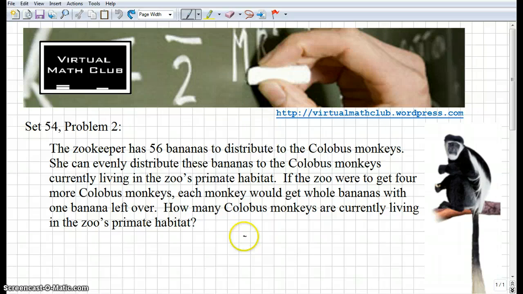Okay, so if we knew how many colobus monkeys there were and we multiplied it by how many bananas they get, then we would get 56, right? So that's the first part of the statement. The problem goes on to say that if the zoo were to get 4 more colobus monkeys, each monkey would get a whole number of bananas with 1 banana left over. Okay, so we're not splitting any of the bananas in half or anything.